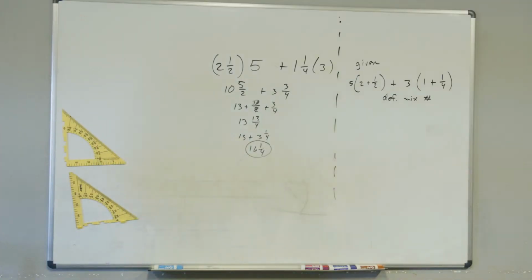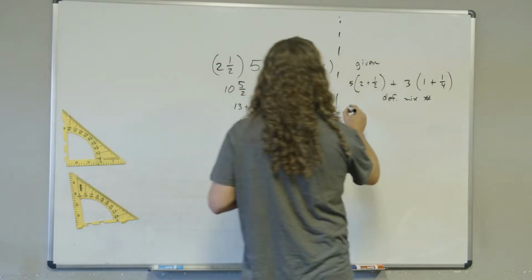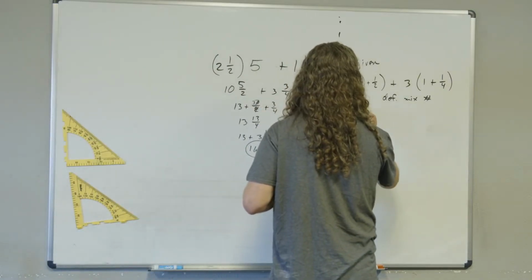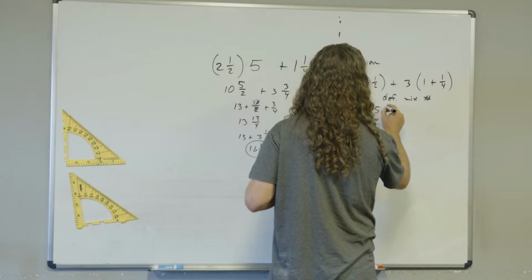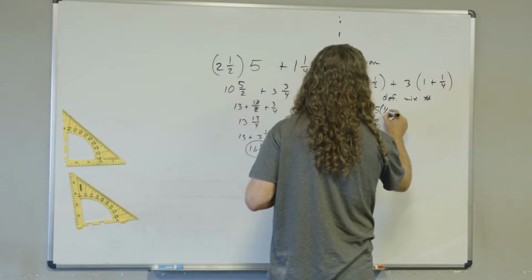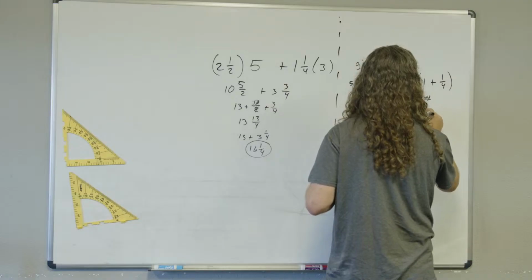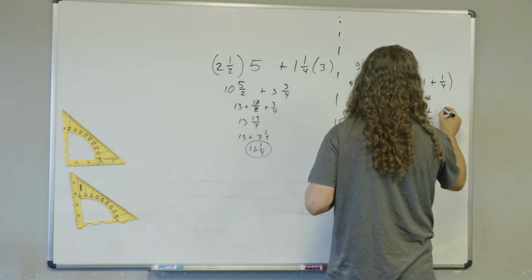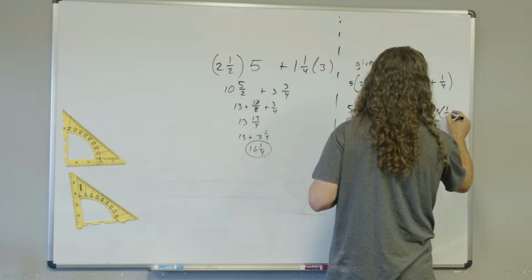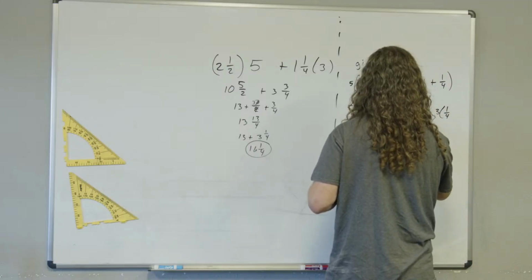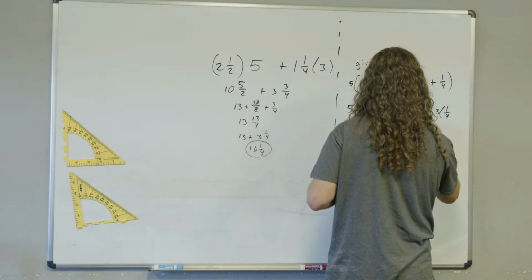Then what are we going to use? Distributive property, right? So 5 times 2 plus 5 times 1/2 plus 3 times 1 plus 3 times 1/4. Distributive property. Great.